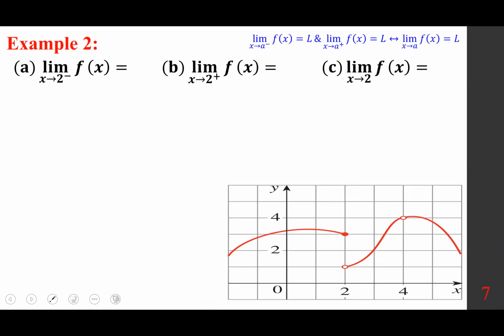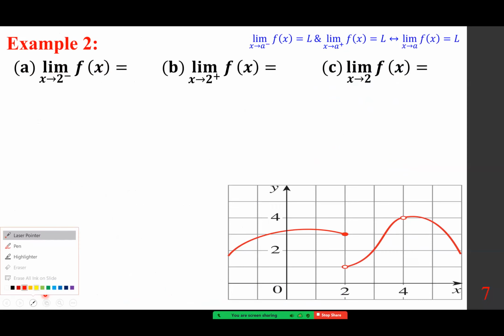And I want to make sure we understand the concept. We are interested in finding the limit as x approaches 2. So this is the number of interest. So here's the left side of 2. Here's the right side of 2. And because we are interested in the limit, we are going to look at the one-sided limits. So from the left, we are in this branch.